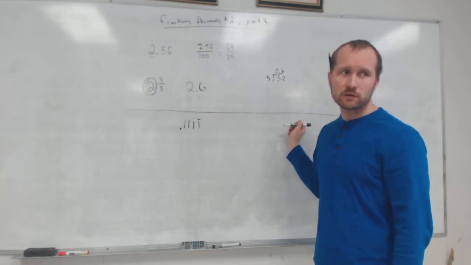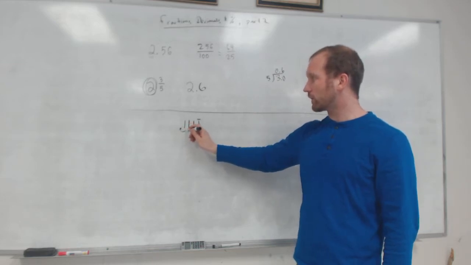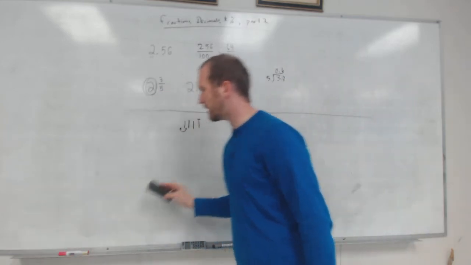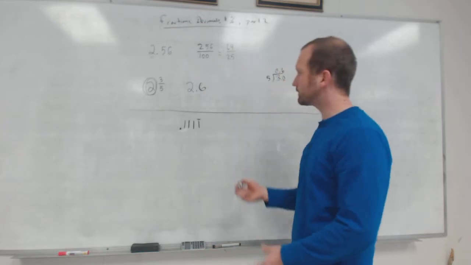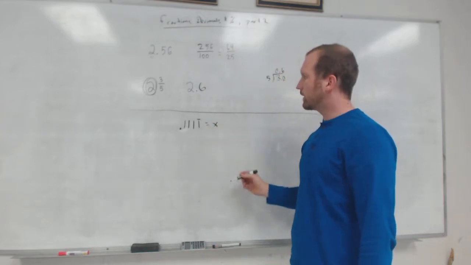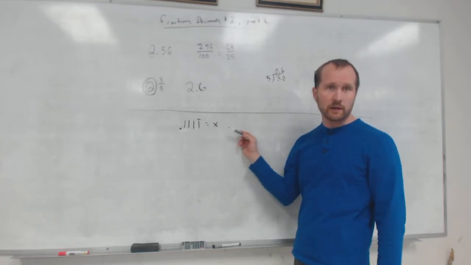Do you know how to do it? You're right, we bring this over. So what we're going to do here is actually turn this into an algebraic problem. 0.1 repeating, we're going to say that that's equal to x. Because we don't know what it equals as a fraction. So we're going to call it x.